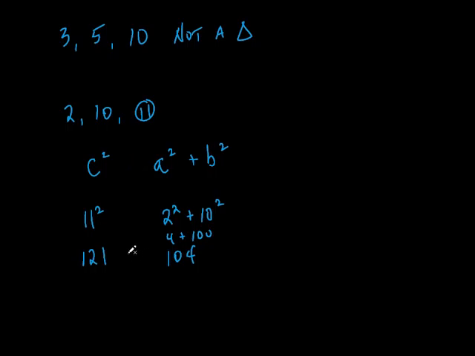What is it in this particular case? It's obtuse, right? Because c squared is greater than the a squared plus the b squared, isn't it? 121 is bigger than 104. So what kind of a triangle is this? This is an obtuse triangle. So that's going to be 6, 7, and 8. All right, there are 3 of them that are going to be like that.